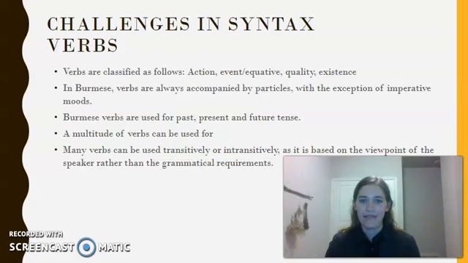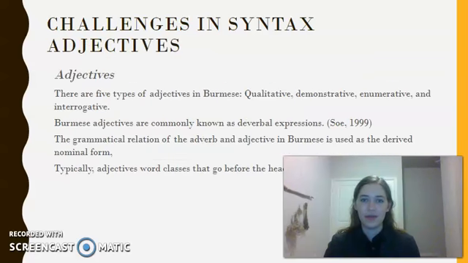And we also have the verbs that are action, event, equative, qualitative, or quality, and existence. They're also used for past, present, and future. So there are some similarities that the teachers can use to assist in the L2 acquisition. We also have qualitative, demonstrative, enumerative, and interrogative adjectives, and adjectives are commonly known as the deverbal expressions.